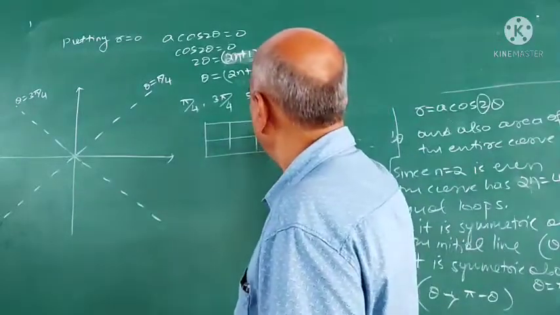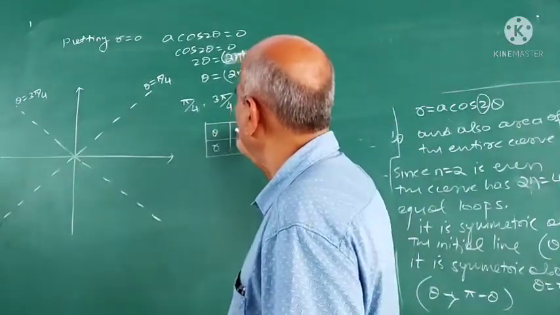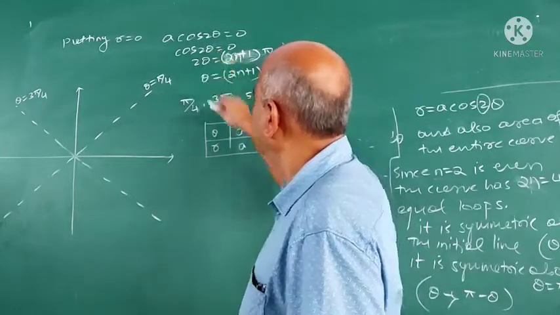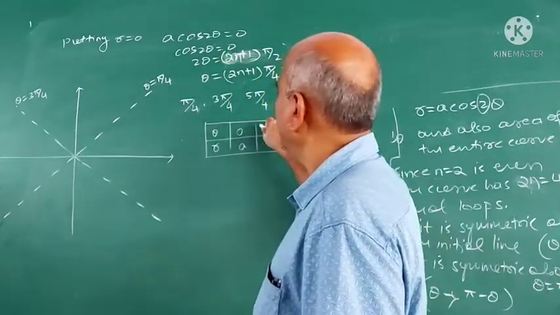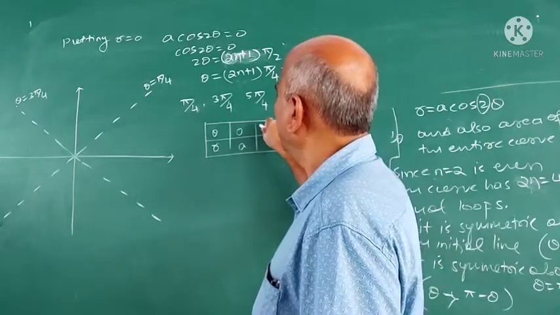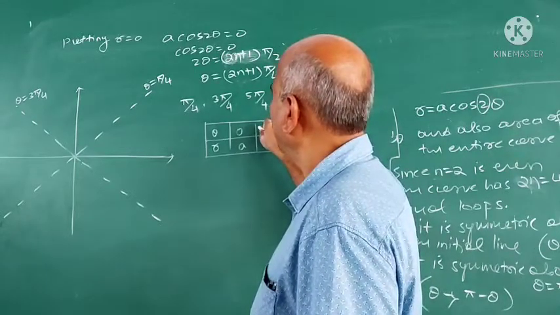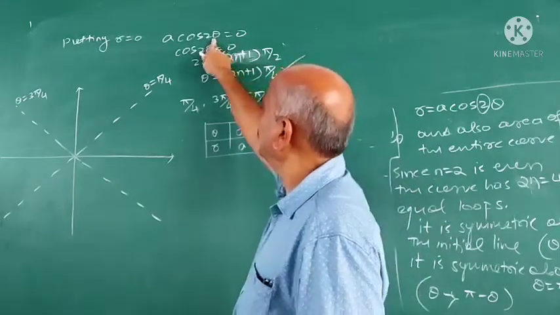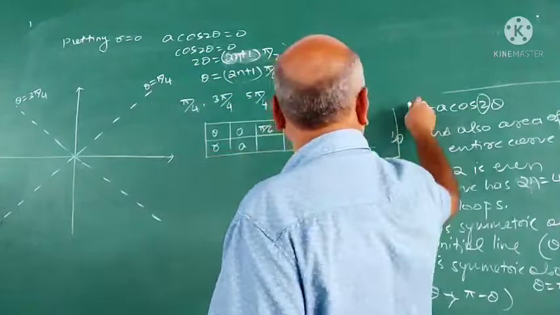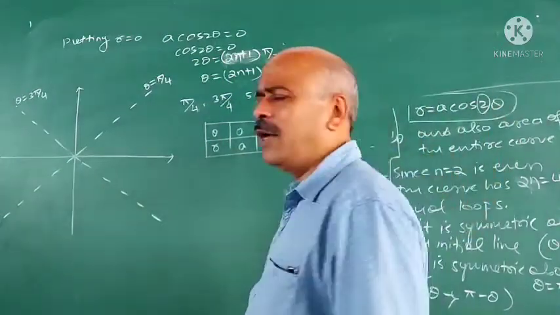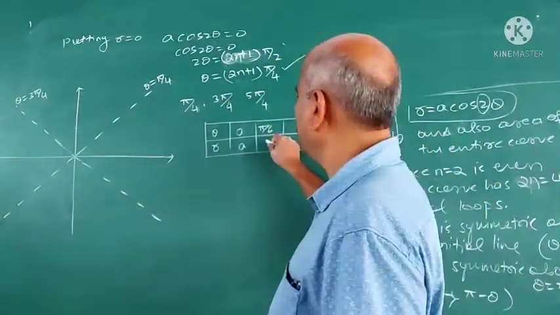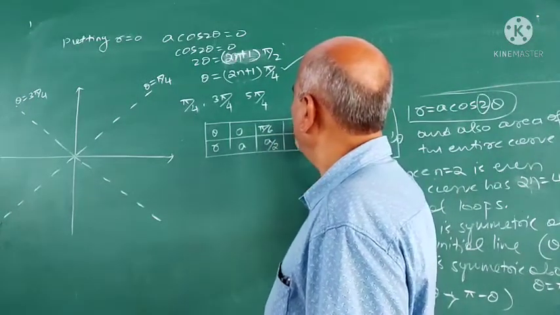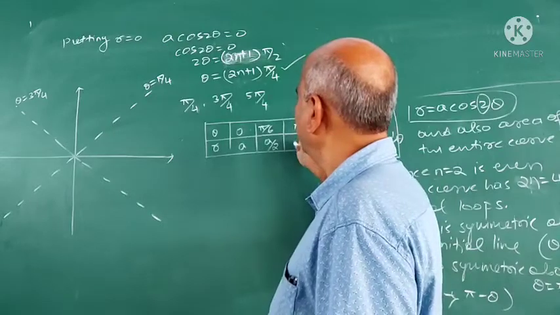Now, I plot some points here. Theta and r. Theta is 0, r is a. After that I take pi by 6. Theta is pi by 6. What is r? r is a cos pi by 3. Cos pi by 3 is half. Therefore a by 2. At pi by 4, you will get 0.